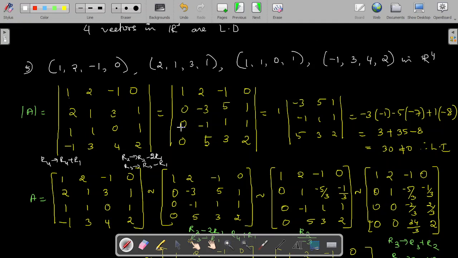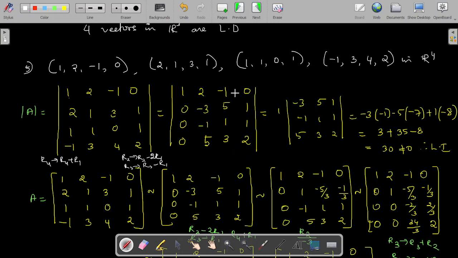Next, 1 minus 1, 0. 1 minus 2 is minus 1, 0. Minus of minus, plus 1. 1 minus 0, 1. Next, minus 1 plus 1, 0. It is adding now. 3 plus 2, 5. 4 minus 1, 3. Then 2 plus 0, 2.